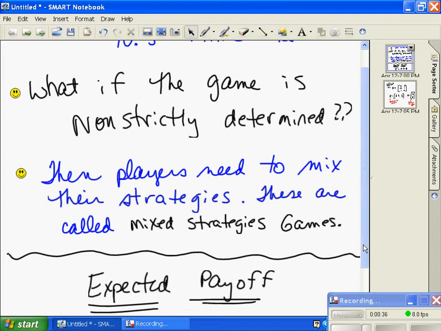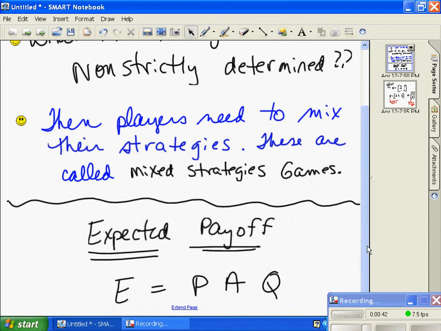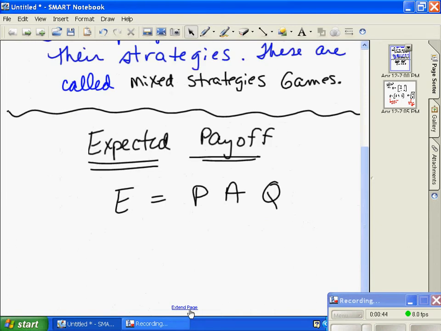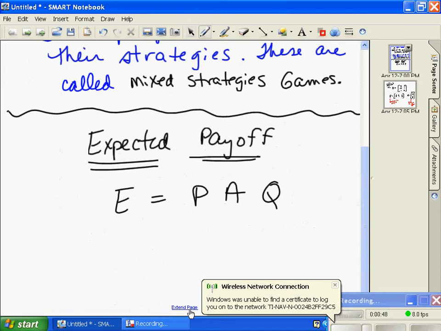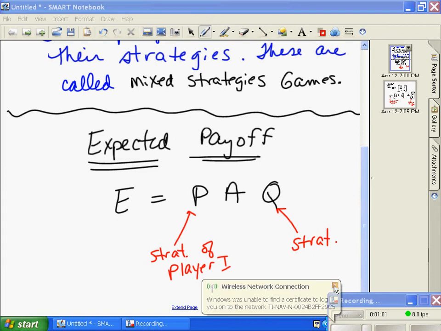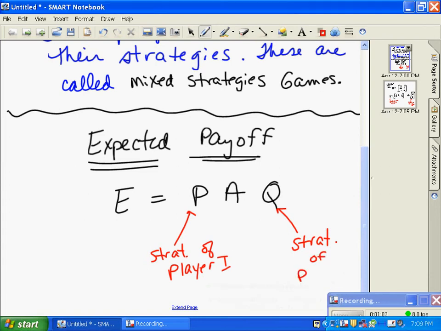Now, we have an expected payoff when the players are mixing their strategies, and the formula that we're going to be using is E is equal to PAQ, where P is going to be the strategy of player 1, and Q is going to be the strategy of player 2.